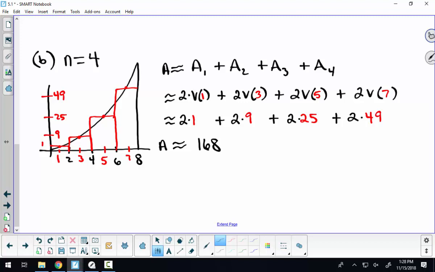So we went from 2 rectangles, an area of 160. 4 rectangles gave us an area of 168. The actual area is 170.6. So, you know, hopefully it's intuitive that as we add more and more rectangles, the approximation of the area is going to get better and better. Do y'all have any questions on this idea?